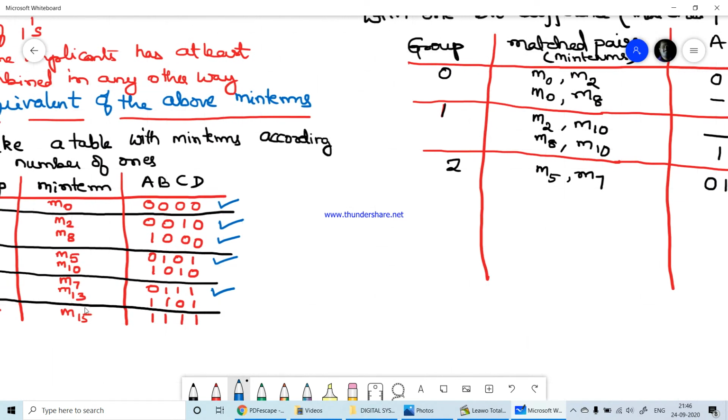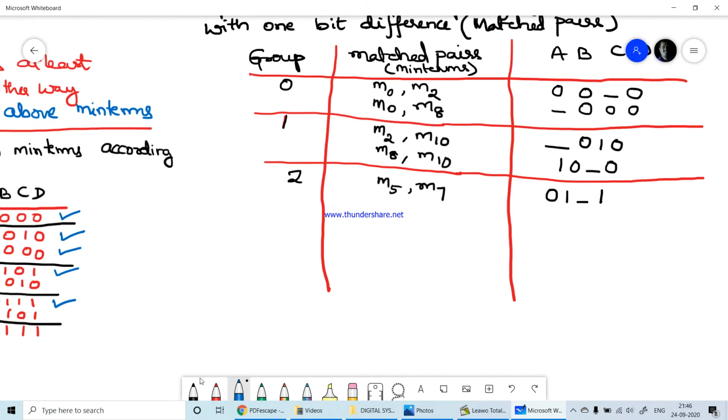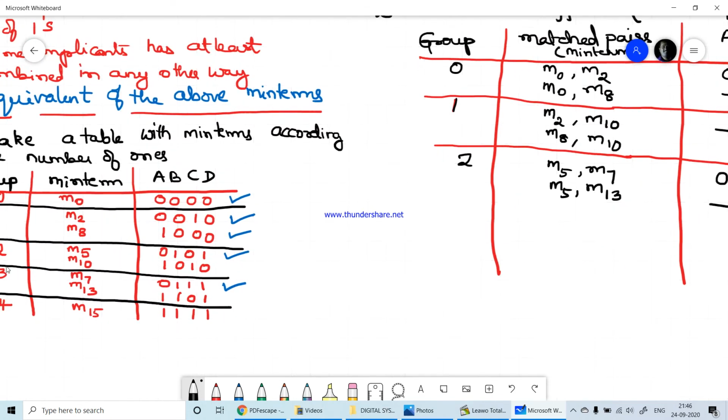Now, can I match M5 and M13? Let me see. M5 and M13: 0, 1, 0, 1 and 1, 1, 0, 1. Therefore, there is a first bit position difference, so I can match M5 and M13. What will I get? Dash 1, 0, 1, because the difference is in the first bit position. So I have matched both M5 and M7, and M5 and M13.